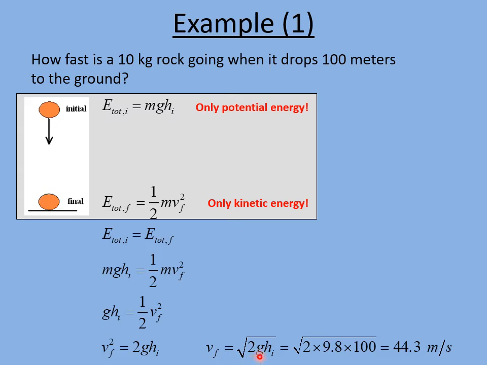So we have the square root of 2gh, g is 9.8, and h is the height of the rock in meters, which was 100 meters. So this comes out to be 44.3 meters.